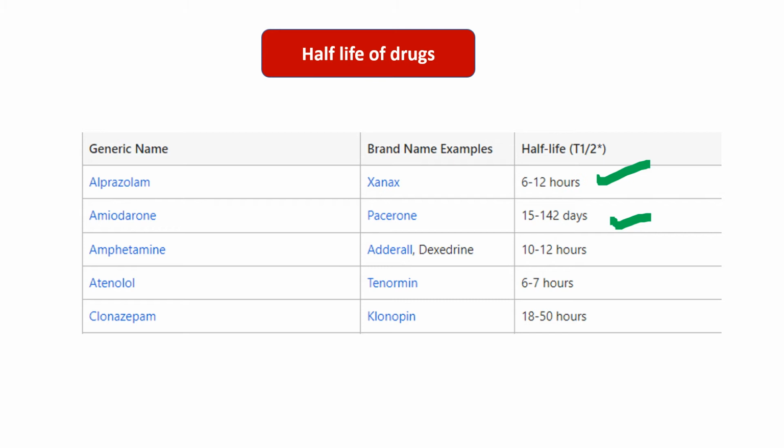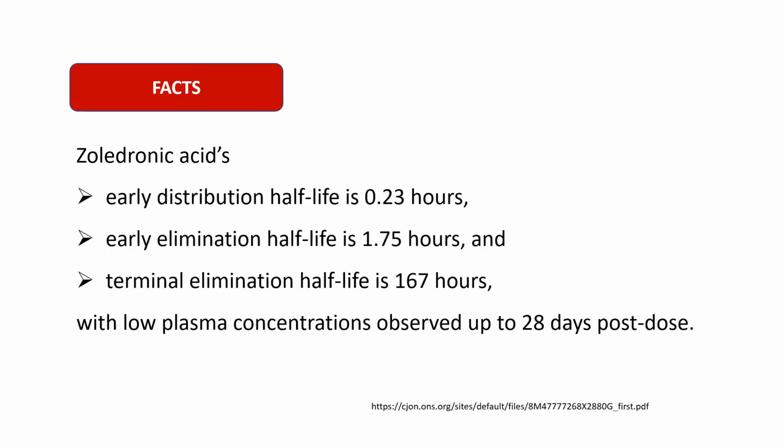But currently, I would not see any drugs with such variability in half-life. Another example is a drug used in osteoporosis, quite a common drug. The half-life is completely different. You can see the early distribution half-life is 0.3 hours, the early elimination half-life is 1.75 hours, and the terminal elimination half-life is 167 hours, with low plasma concentration observed up to 28 days post-dose.